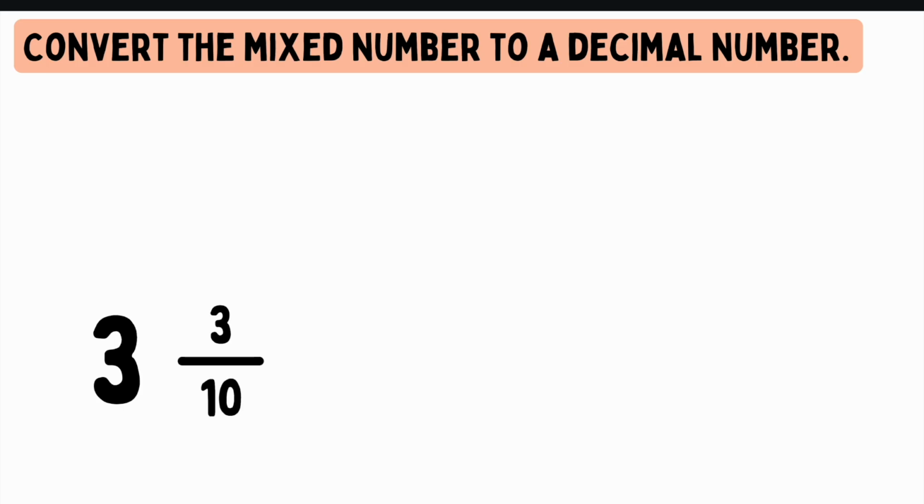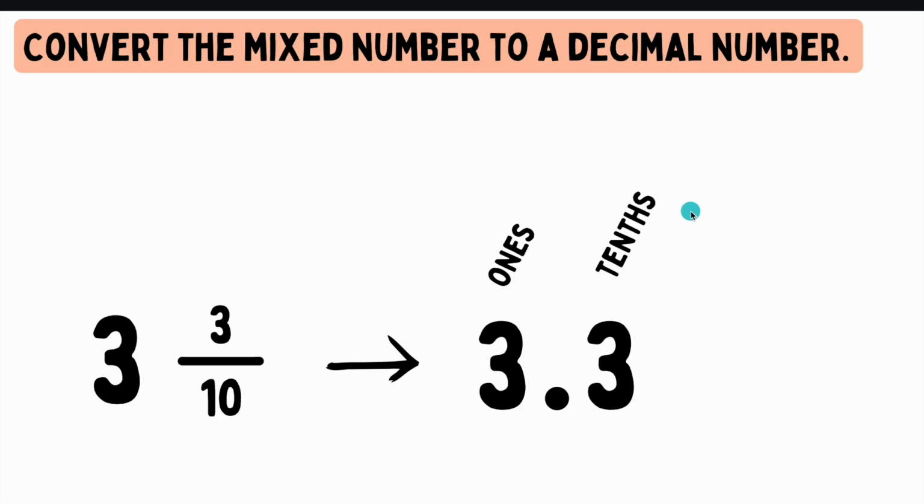3 and 3 tenths. Let's convert this mixed number into a decimal. We have 3 wholes or 3 ones. We need the decimal point. We have 3 tenths, so we need a 3 in the tenths place. 3.3 or 3 and 3 tenths.